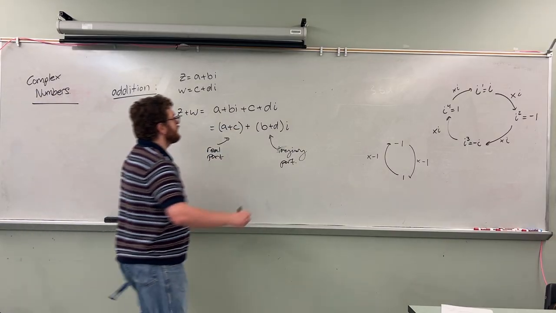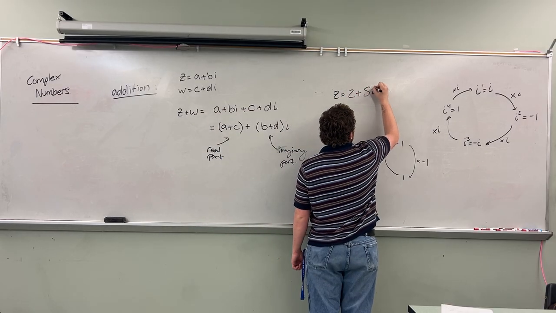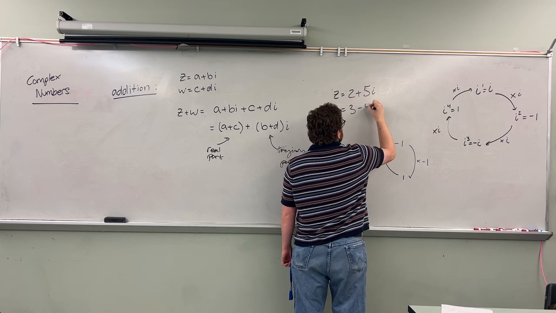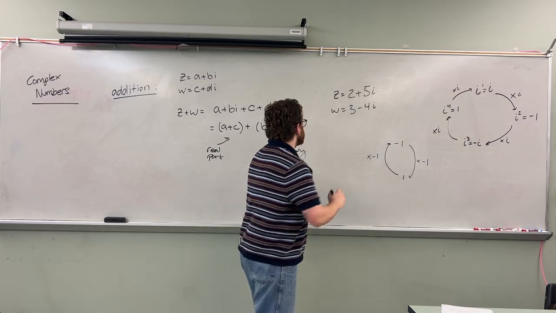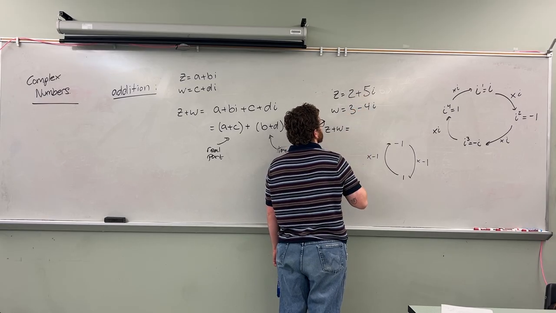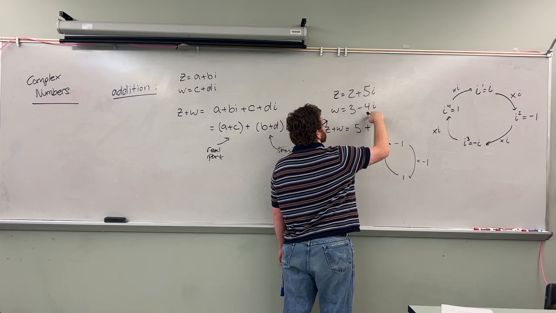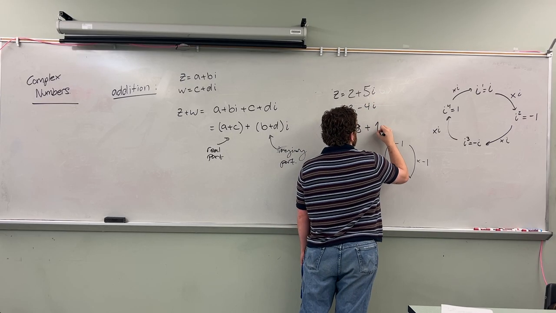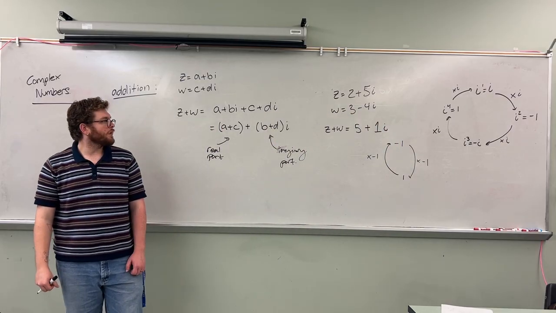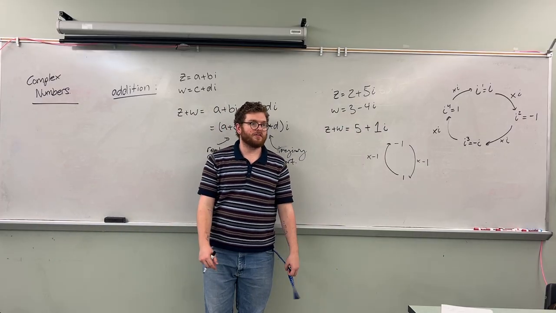For example, if z equals 2 plus 5i and w equals 3 minus 4i, then z plus w, I add the real parts, 2 plus 3 equals 5, plus I add the imaginary parts, 5 minus 4 is 1i. It's almost like we're treating i like a variable, and it kind of is, but we have a special rule with it, that it squares to negative 1.